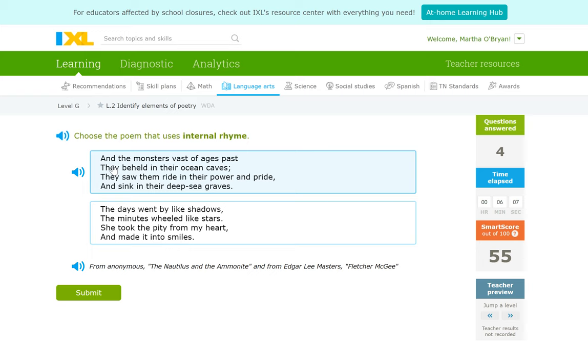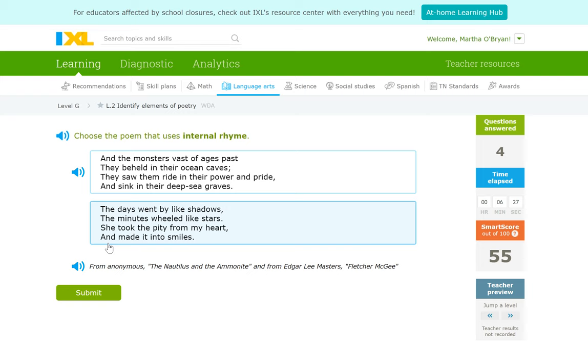And the monsters vast of ages past, they beheld in their ocean caves, they saw their ride in their power and pride, and sank in their deep sea graves. Now let's read this one. The days went by like shadows, the minutes wheeled like stars. She took pity from my heart and made it to the smiles.